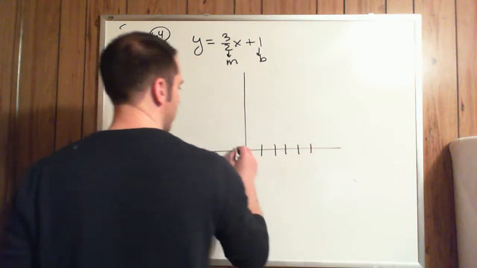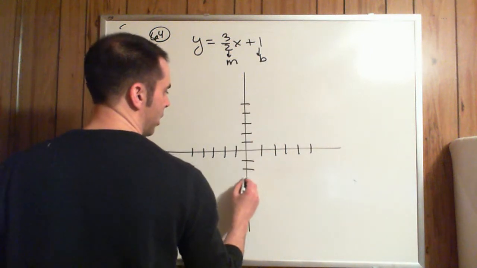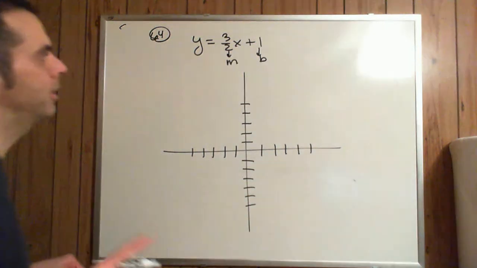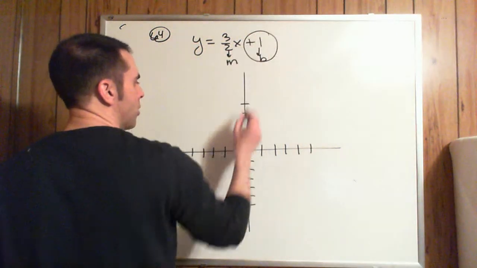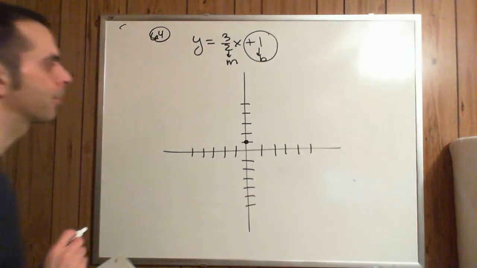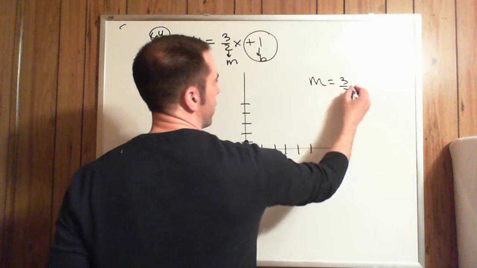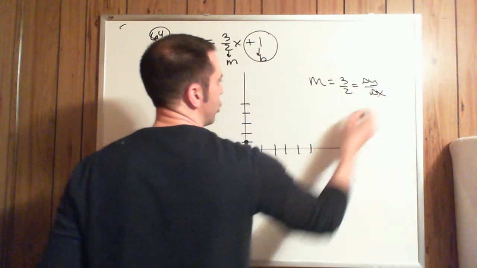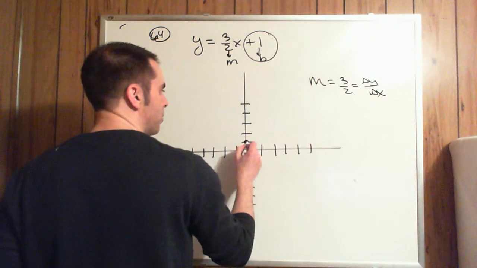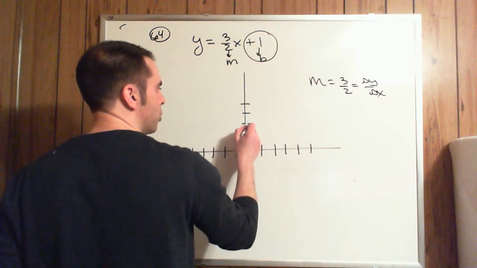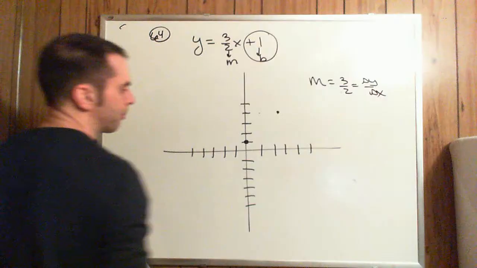Make an x and y axis. Because we know that a point on this line is the y-intercept, we graph this first on the y-axis, up 1. We know that the slope is 3/2, and the slope is, recall, the change in y's over the change in x's. So I'll go up 3 units because it's a positive 3, 1, 2, 3, and to the right 2 units because it's a positive 2.